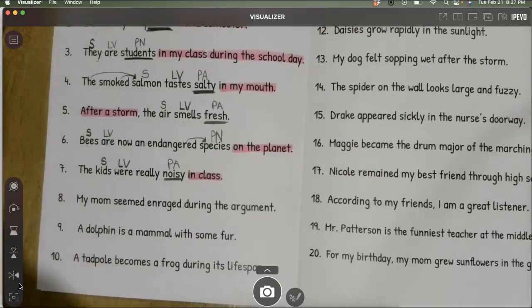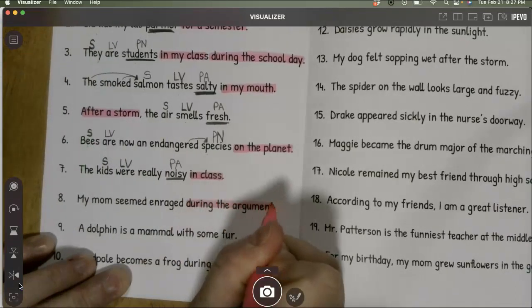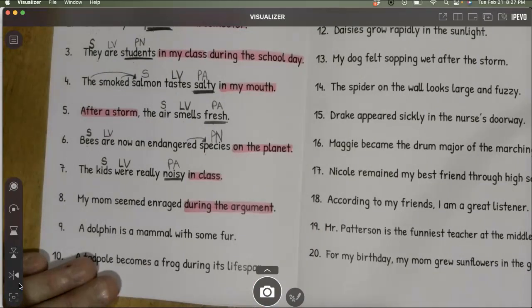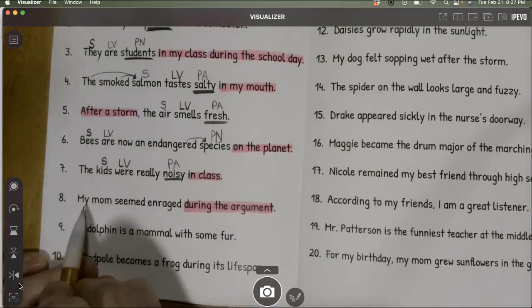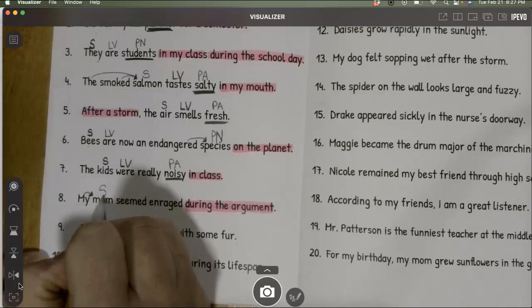All right, and the last one I'm going to do with you, number 8. My mom seemed enraged during the argument. During the argument is a prepositional phrase. Who is the sentence about? I have a lot of people that just initially want to label the very first word in the sentence as a subject, and that doesn't even make sense. My isn't a thing. What's a my? My is an adjective. It's a possessive pronoun. It's showing ownership of mom.